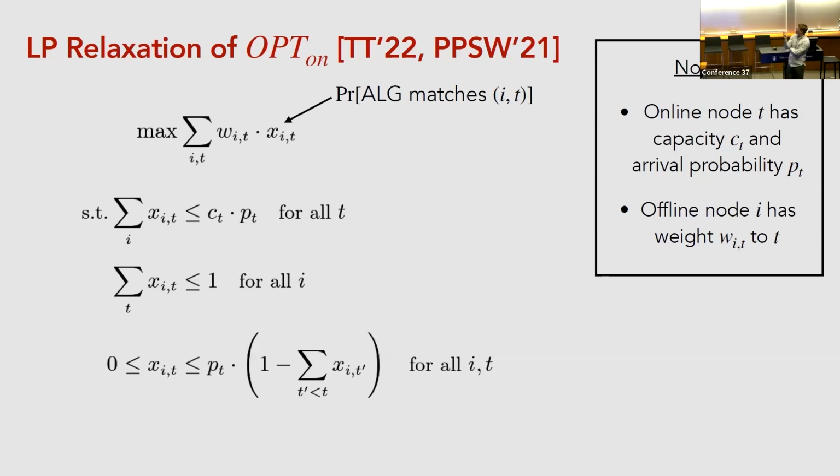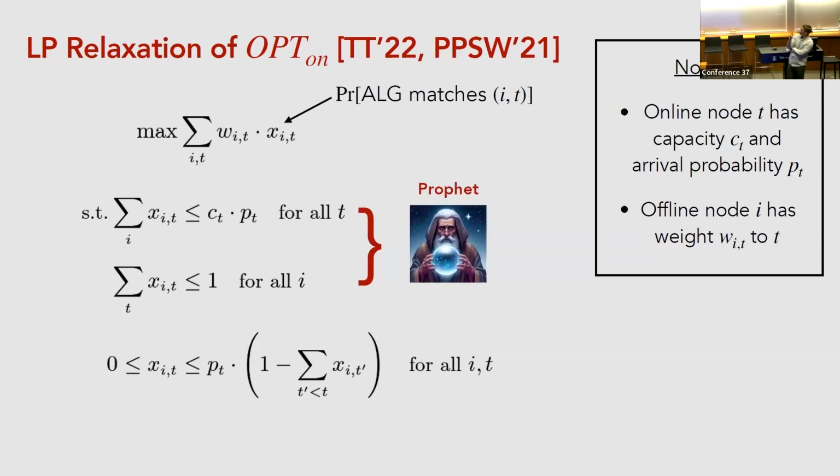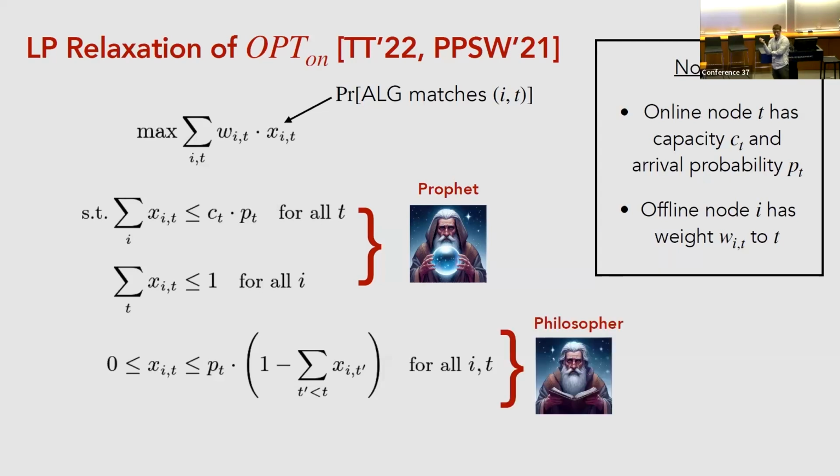These first two constraints are natural, and they also hold for the profit benchmark. The first one is saying that, conditional on T arriving, the number of things you can match to an arrival T is at most its capacity. The second constraint is saying that you can match in expectation each offline node at most once. The third thing is something that only holds for online algorithms.